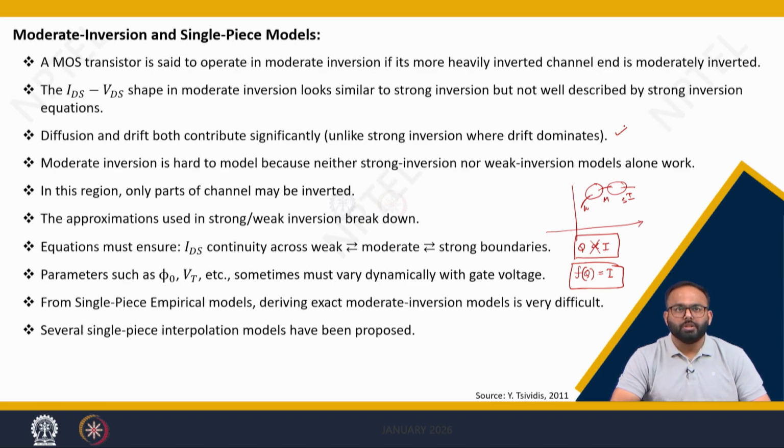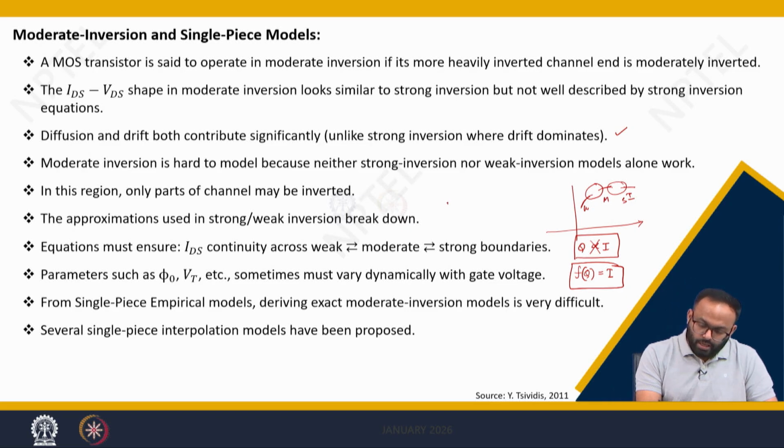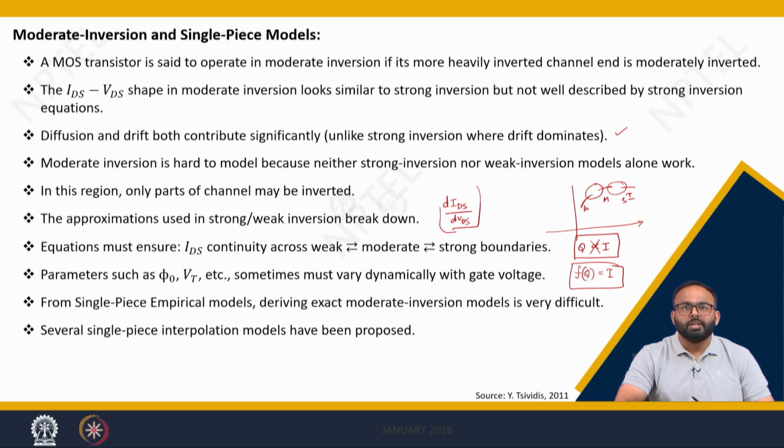We need to consider both. Moderate inversion is hard to model because neither the strong inversion nor the weak inversion models alone work. We need to take care about the proper continuity between weak to moderate, and moderate to strong. The equation must ensure that IDS is continuous across the weak to moderate and moderate to strong boundaries. Further, the derivative of the current IDS versus VDS should also be continuous, right? So we need to define a set of equations which follows this also.